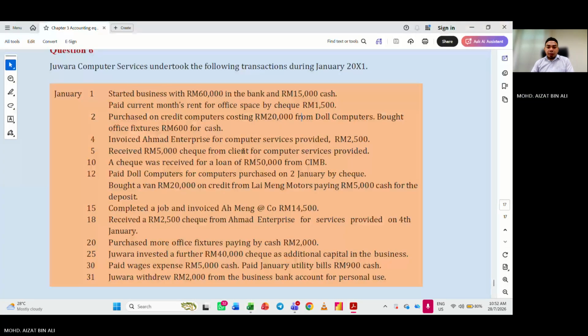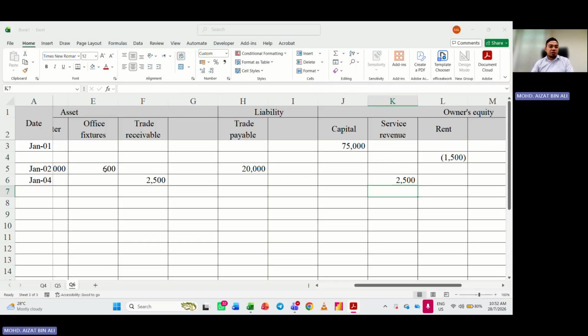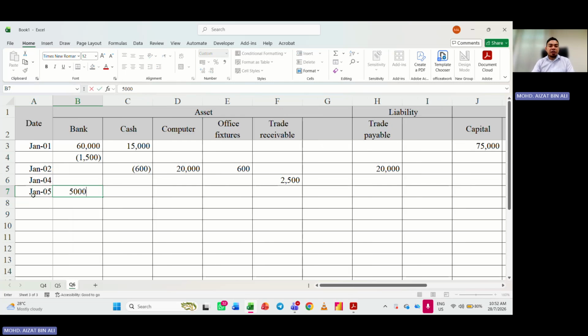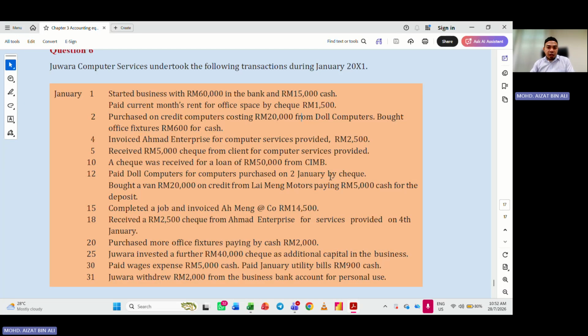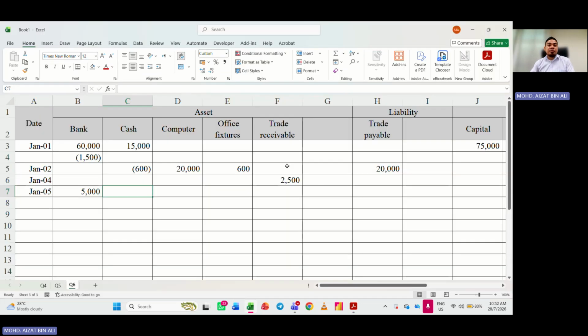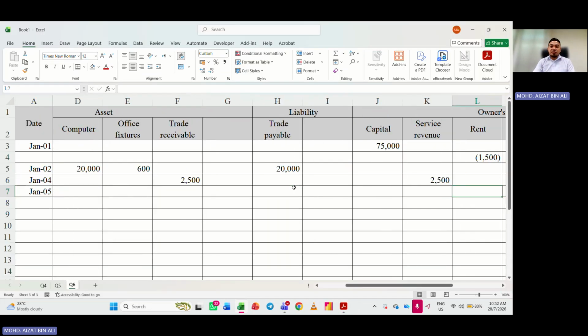Okay, next. Receive 5,000 ringgit check. So when we receive a 5,000 ringgit check, the money goes into our bank. So what happened to our bank's account? Increases, right? So receive 5,000 ringgit check. Let's add the amount 5,000 ringgit into our bank account. And what is the source of this 5,000 ringgit? From client for computer services provided. So this is service revenue. Let's go to service revenue at 5,000 ringgit.